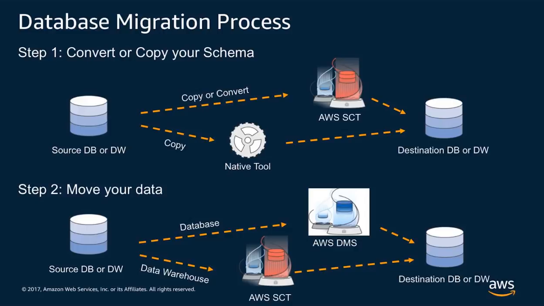Or if you are migrating a data warehouse like Netezza or Greenplum or any of our other supported data warehouse sources, you could also use a feature called data extractors, which is available as part of SCT, to be able to move that data warehouse data into Amazon Redshift.